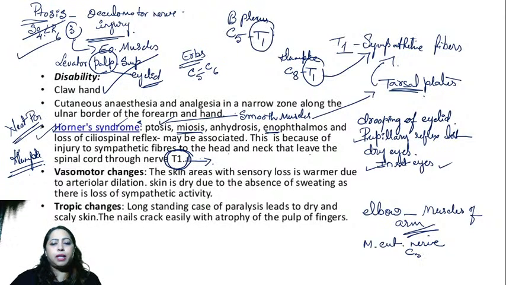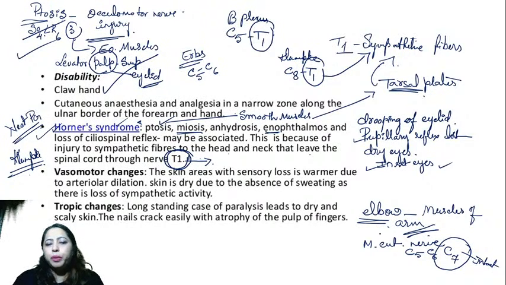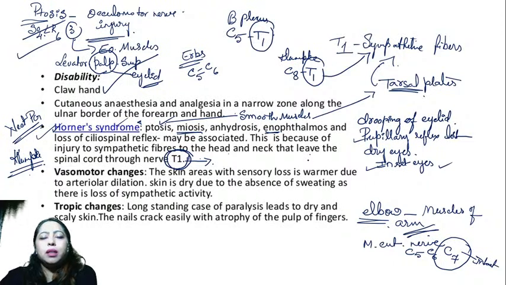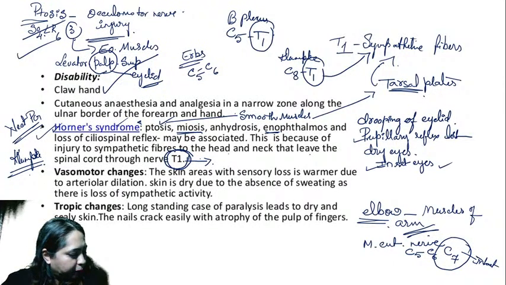That has C5, C6, and C7. Since C7 is intact, you don't have complete loss of movement in the elbow. The person can still move his elbow. He cannot flex, but there is slight movement in the elbow. But what is maximally affected is abduction in Erb's palsy. I hope I have made it clear, Shahib.